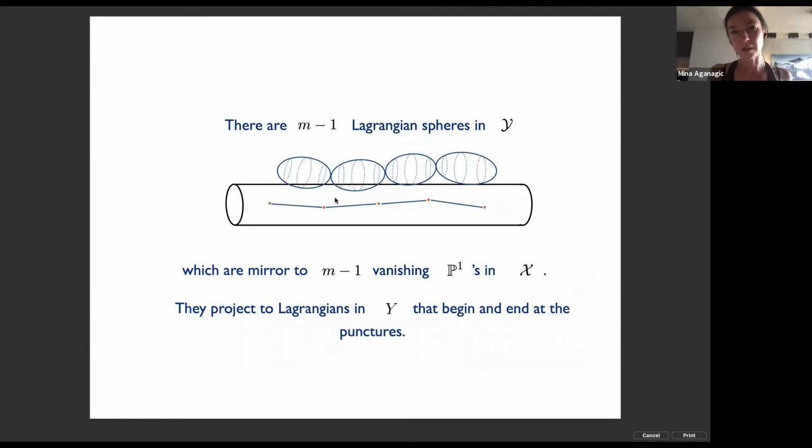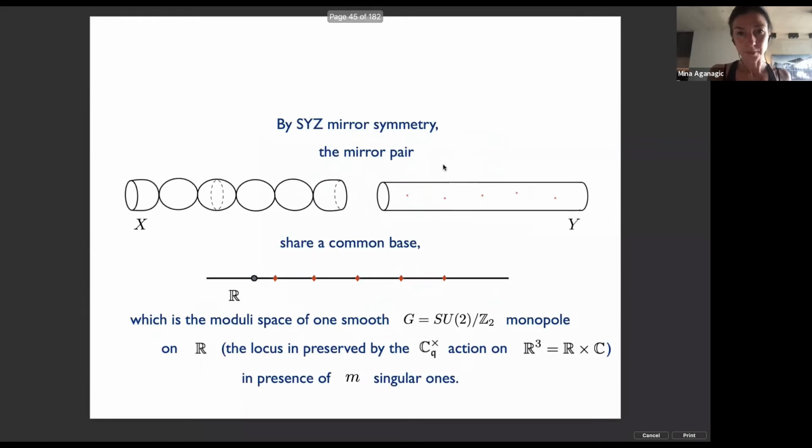What we'll use later is that there are M-1 Lagrangian spheres in the big Y, which are mirror to the M-1 vanishing P1s in the big X. They project to Lagrangians in the small y that begin and end in the punctures like this. Now, by SYZ mirror symmetry, the small x and the small y share a common base, which is simply a real line with M marked points. It's a moduli space of one smooth SO(3) monopole on the real line in the presence of M singular ones. So just forgetting about the circle on each side, we get this picture.